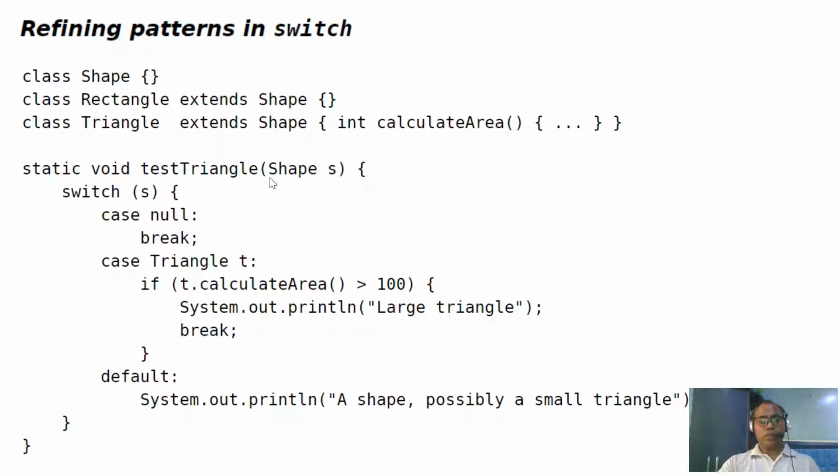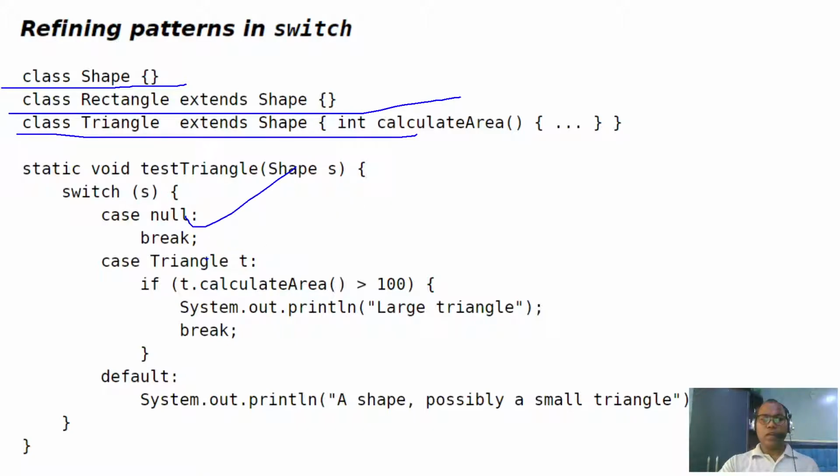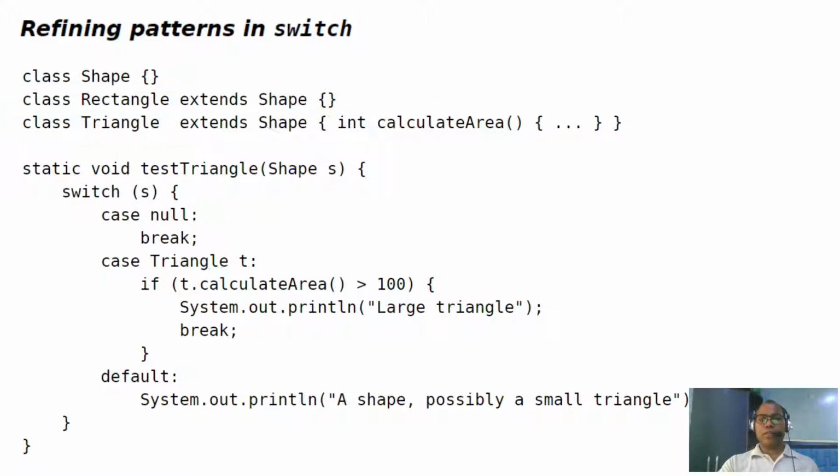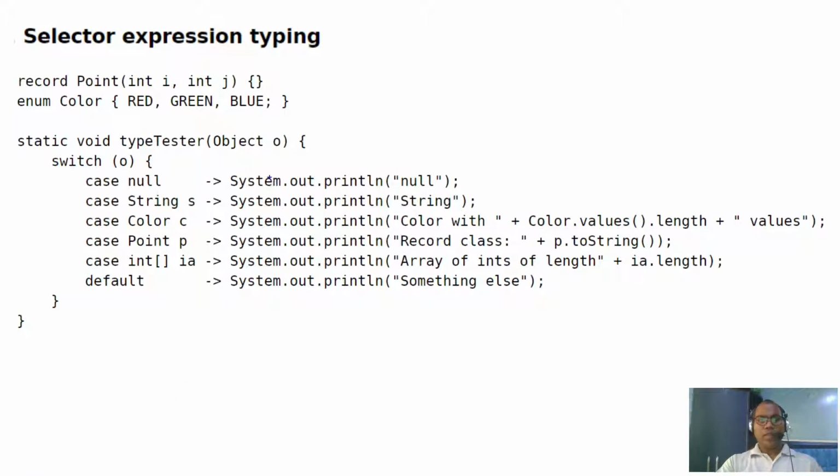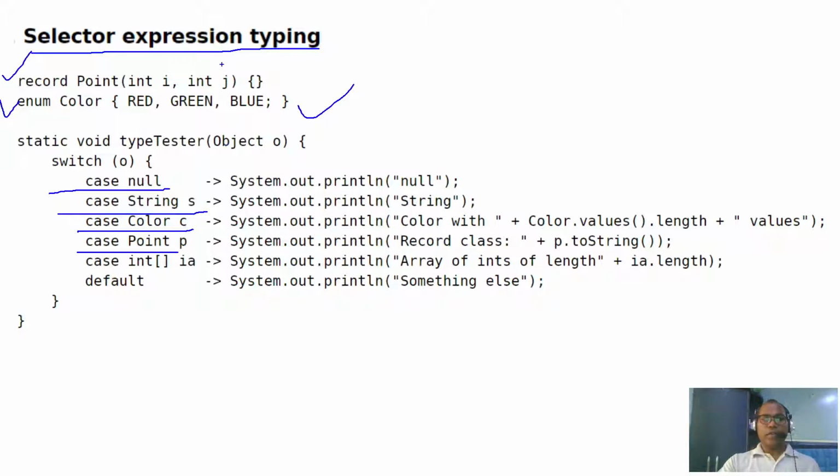Okay, you can say switch can go with any kind of class, maybe our shape class, extend rectangle, extend a triangle. Here you can check null, triangle and the default case. And whatever selector we are passing, the selector can be a record or an enum. So here you can also pass a null value, a string, or a color as any enum, or any record class, or even pass an array.